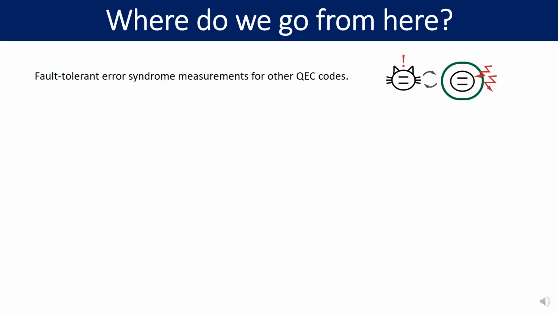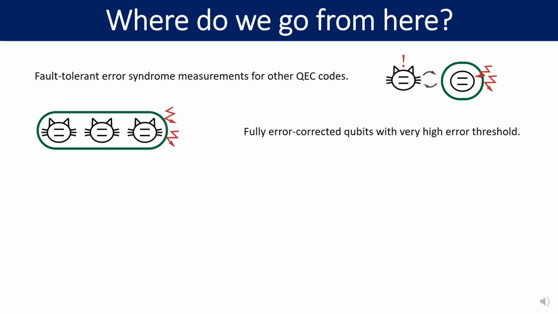Now, where do we go from here? Well, there's a wealth of interesting experiments that we can do with this system. I've already mentioned the fault-tolerant error syndrome measurements on other quantum error correction codes, and I've already mentioned that we can build fully error-corrected qubits with very high error threshold, meaning also with high hardware efficiency out of these Cat-qubits.